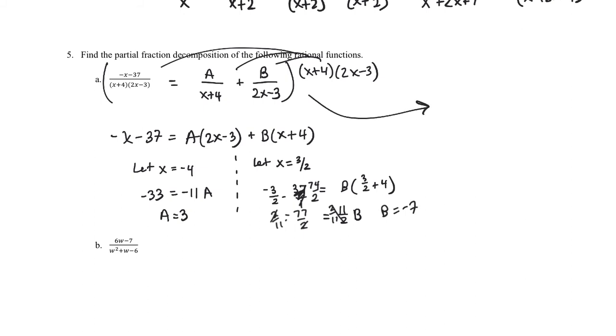So the partial fractions now become A, which is 3 over x plus 4, plus B, which is negative 7, over 2x minus 3.